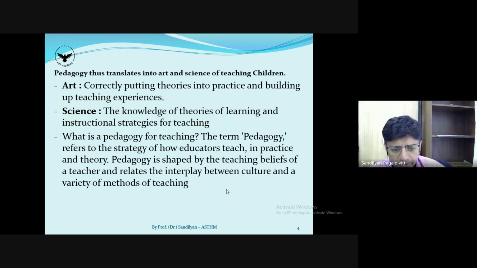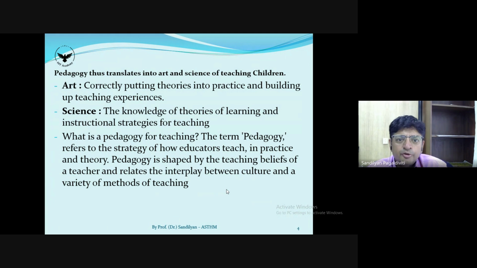So what is the art? Art is correctly putting the theories into practice and building the teaching experiences that you have. See, in today's date, most of the teachers are not just teaching from textbooks. It is highly outdated. Students find that very boring. They will not listen to you if you are only talking what is there in the textbook.